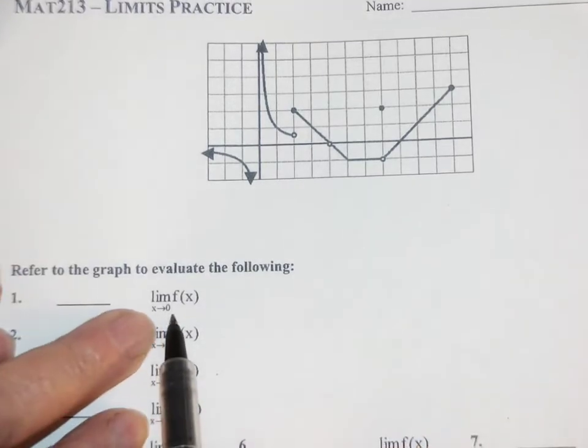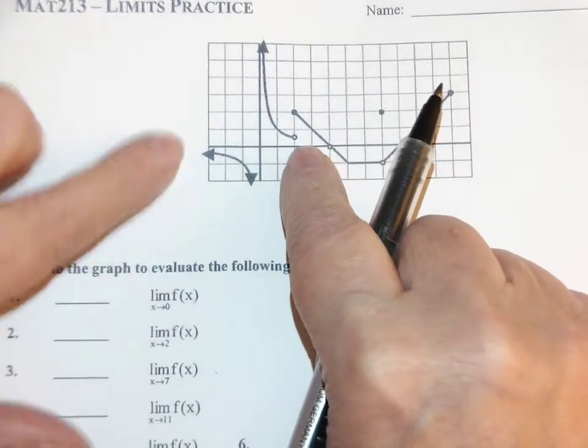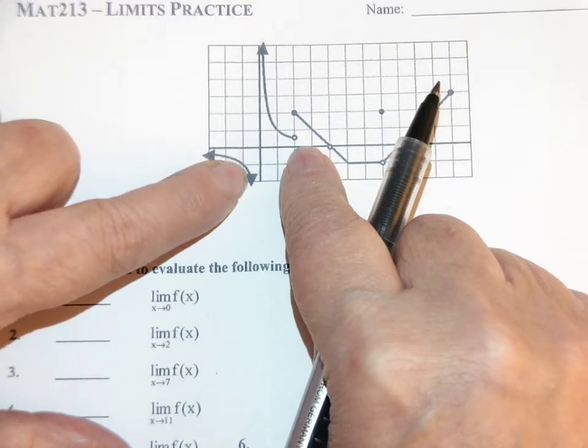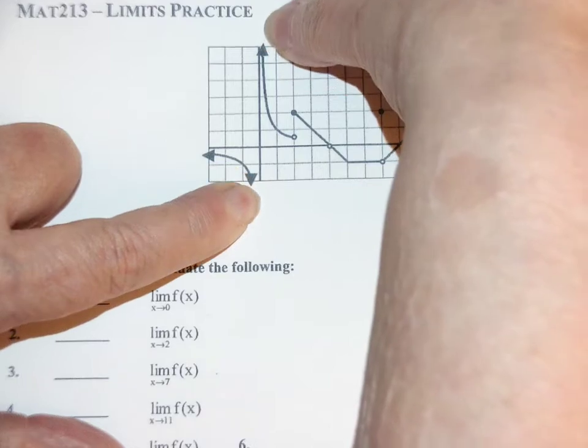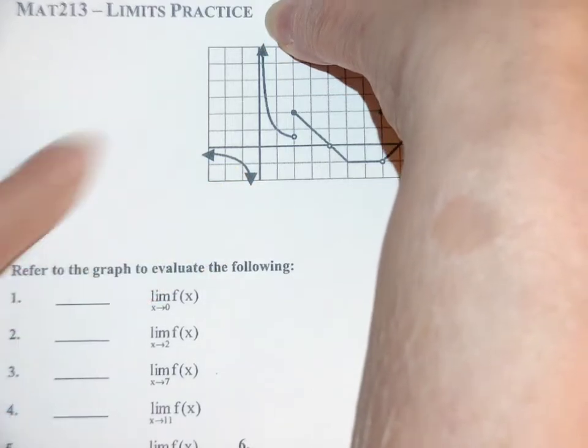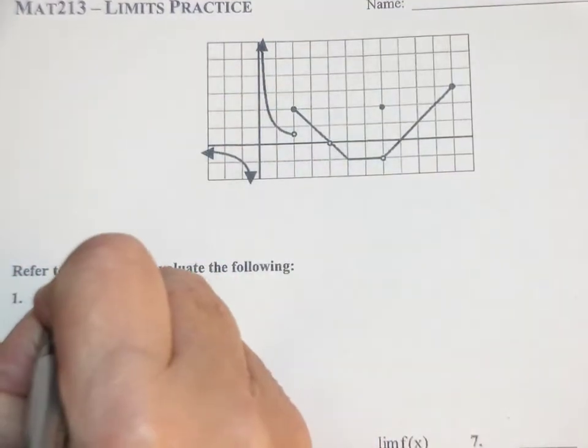Okay, the limit as x goes to 0. So now you're going to go to 0. If I follow my fingers coming in from the left and the right, I notice they are going in opposite directions. They don't meet, so it does not exist.